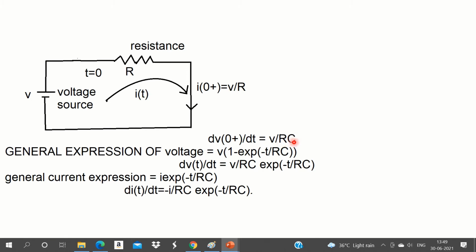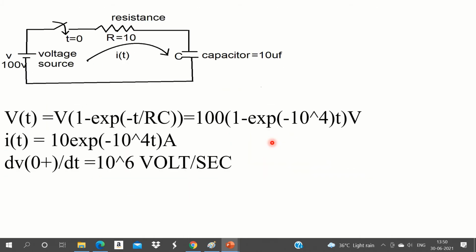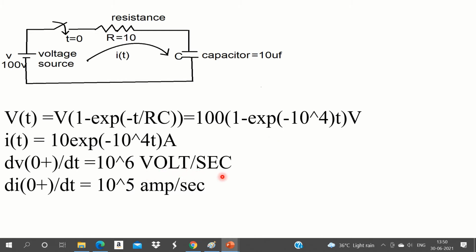10 ohms into 10 microfarad is equal to 10 power minus 4. Here 100 volts is there, so 10 power 6 volts per second. di by dt means I by RC, which is 10 power 5 amperes per second. Per second there is a rise of 10 power 6 volts, and per second there is a rise of 10 power 5 amperes if you are using a 10 microfarad capacitor. So if you want to design a protective circuit or design insulation, you require these types of values.